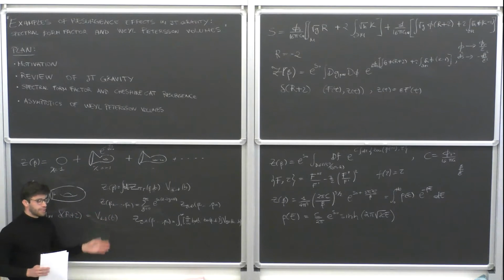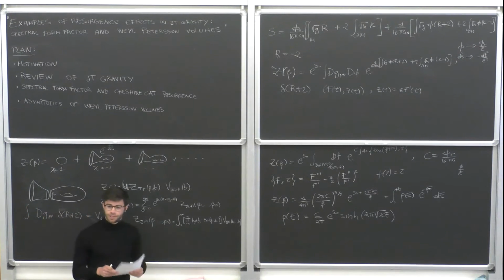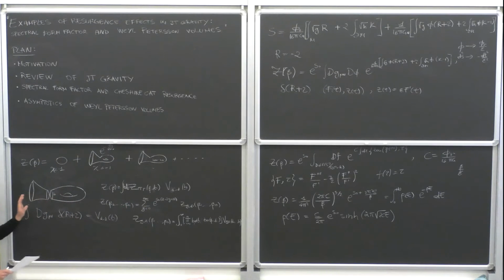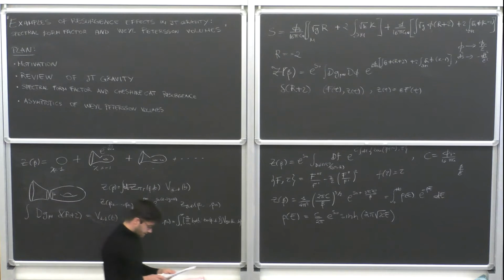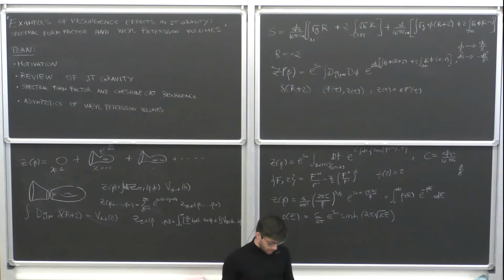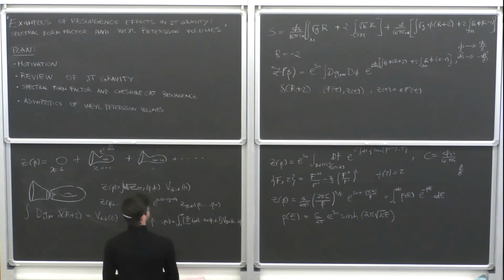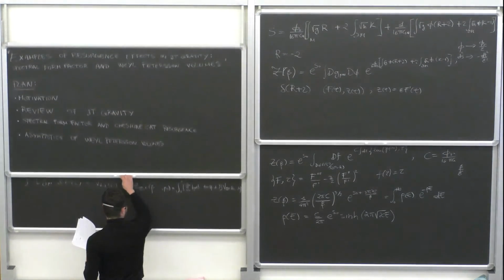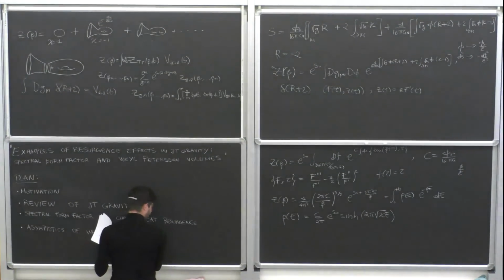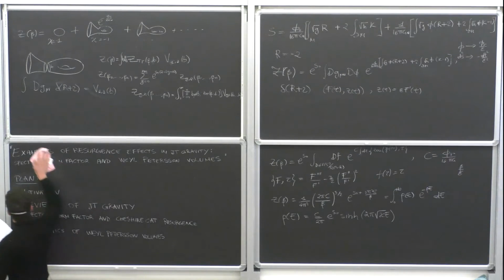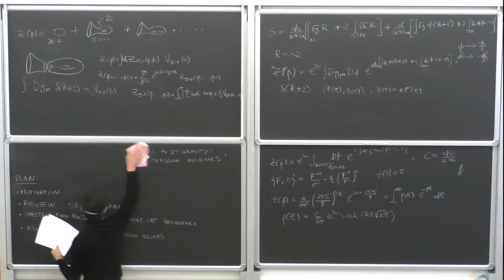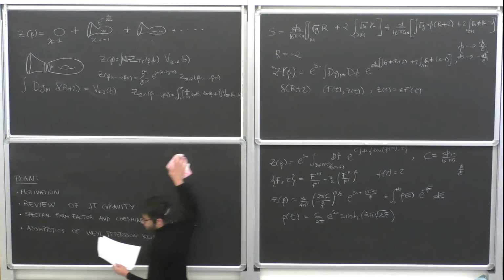Okay, fair enough, but what about holography? Where does holography come in this picture? Well, the inclusion of these effects actually allow us to understand what's the true holographic dual of JT gravity. And this is not simple quantum mechanics, but this is what is called a random matrix theory.